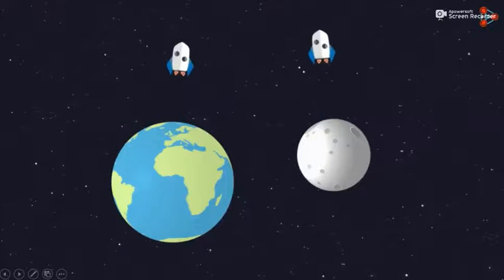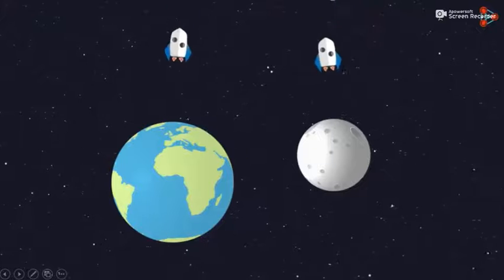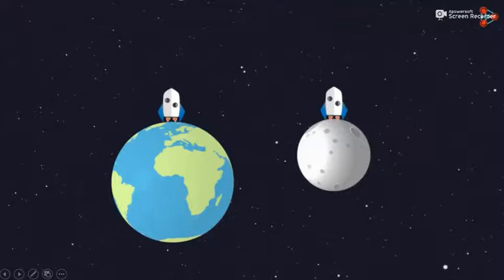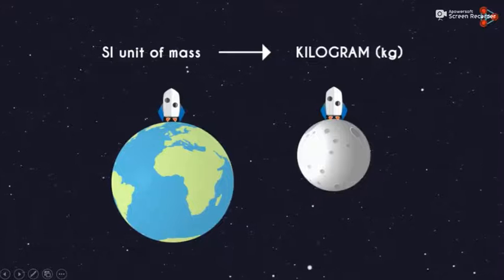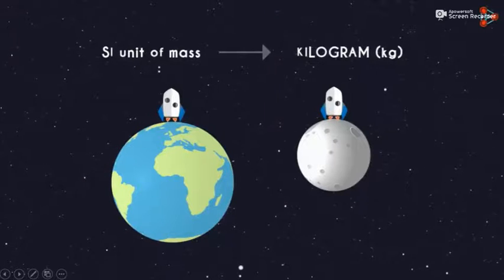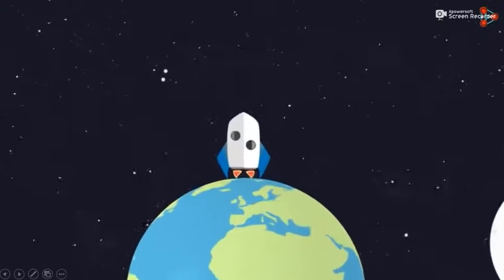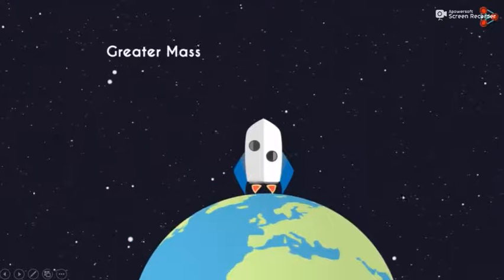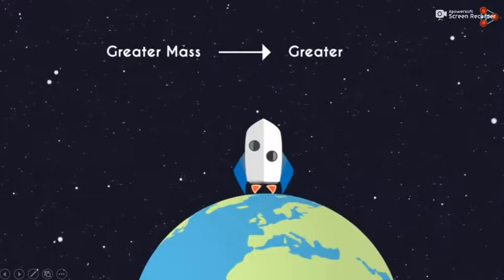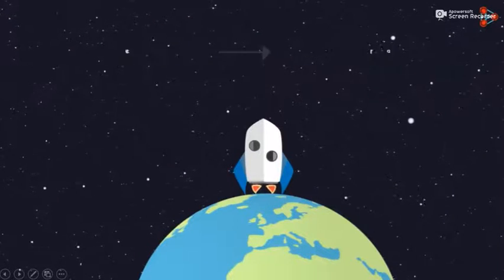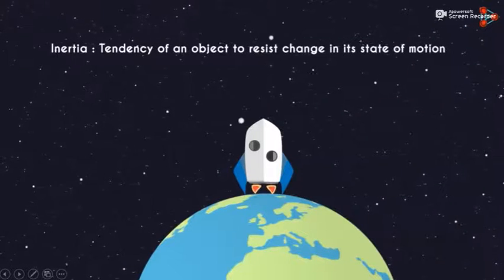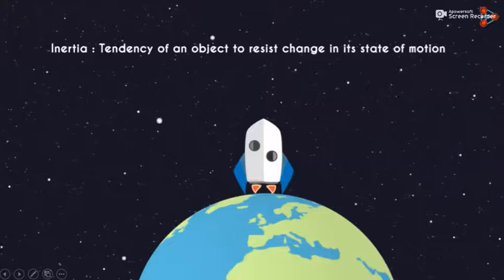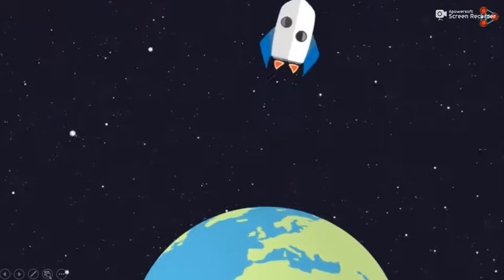The mass of an object remains constant no matter where it is placed. The standard metric unit of mass is the kilogram. Another concept we'd learnt about an object's mass was that it is a measure of its inertia. Greater the mass of an object, greater will be its inertia. Inertia is nothing but the tendency of an object to resist change in its state of motion. So now we have an idea about what mass is.